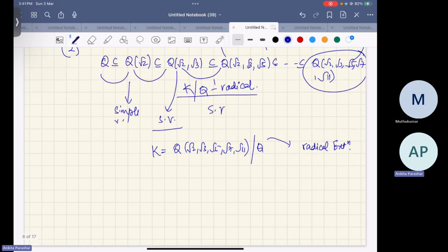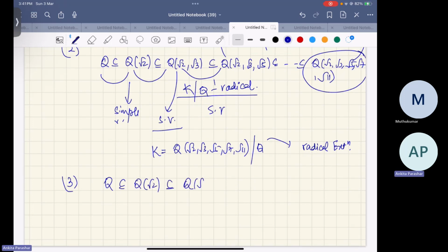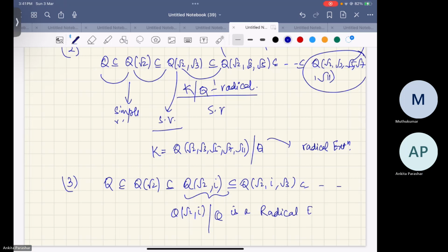Or maybe, let me see some more examples. Q containing Q(root 2), containing Q(root 2, i). This is also a radical extension. Or maybe you can again check i, root 3. Keep doing like this, these all are radical extensions. You agree, right?